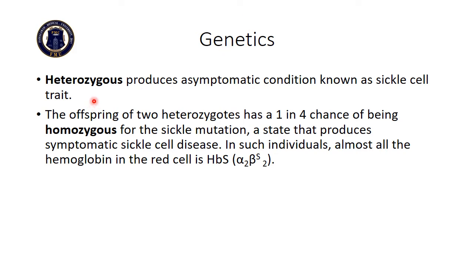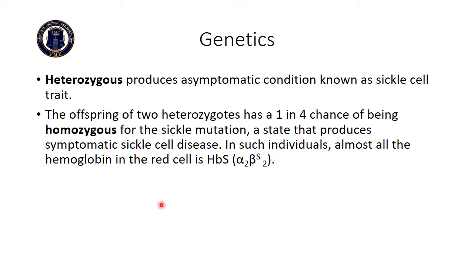There are two conditions: heterozygous or homozygous. In heterozygous, one gene is normal and one is mutant, and it results in an asymptomatic condition known as sickle cell trait. In the homozygous condition, both the genes are mutant, usually inherited from two heterozygote parents, and when both genes are defective, this state produces symptomatic sickle cell disease.